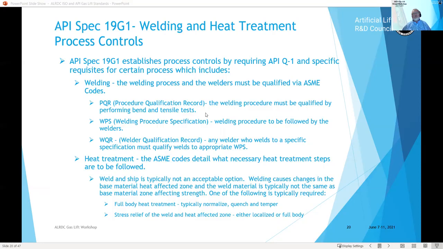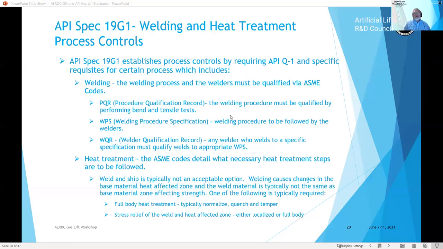The PQR requires the tensile test and the bend test. What this does is validate that the welding procedure is yielding acceptable results. The tensile test allows the use of actual material properties. Typically, the weld zone does not have the same tensile and yield strength as the base material because most weld materials are not as high strength as the base materials.